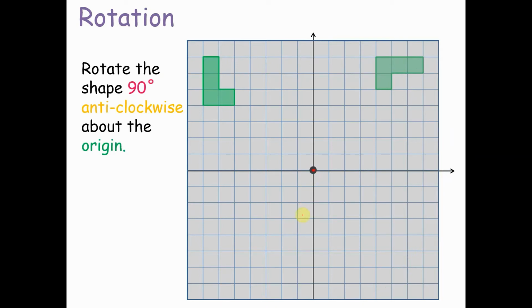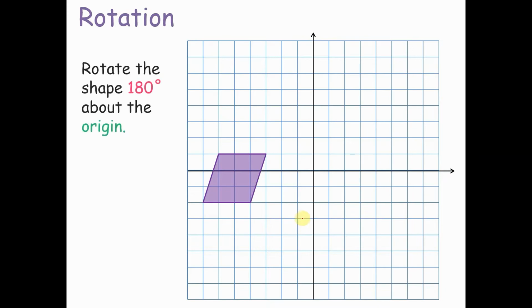Okay, another one: rotate the shape 180 degrees about the origin. There's something missing, right? We don't know whether it is going to be clockwise or anti-clockwise. Why is that? Let's find out why. The center of rotation is about the origin, and we're going to rotate the shape 180 degrees.